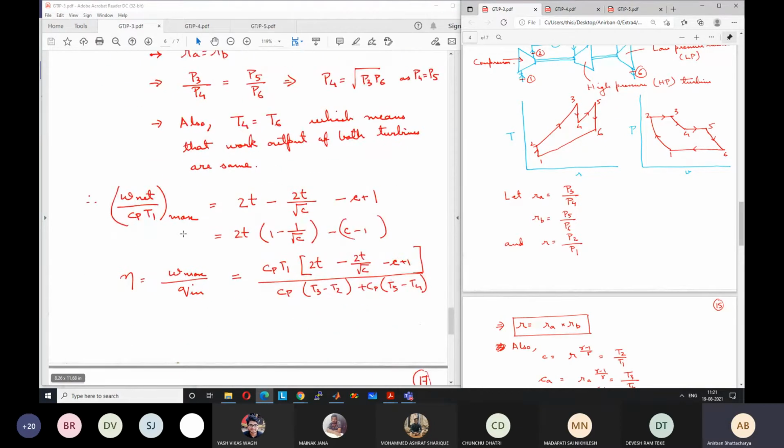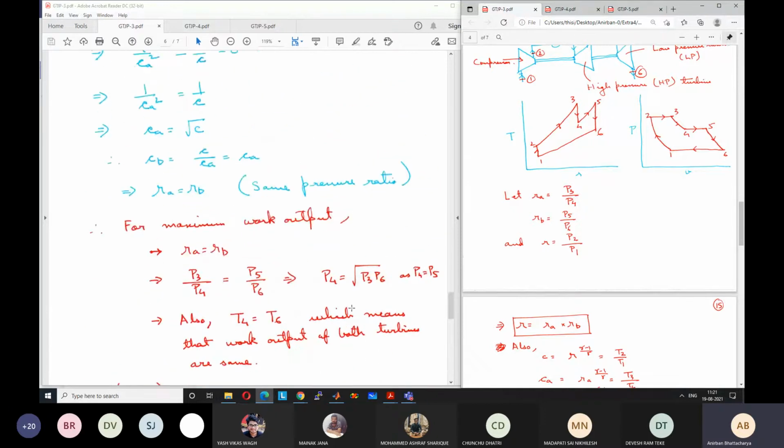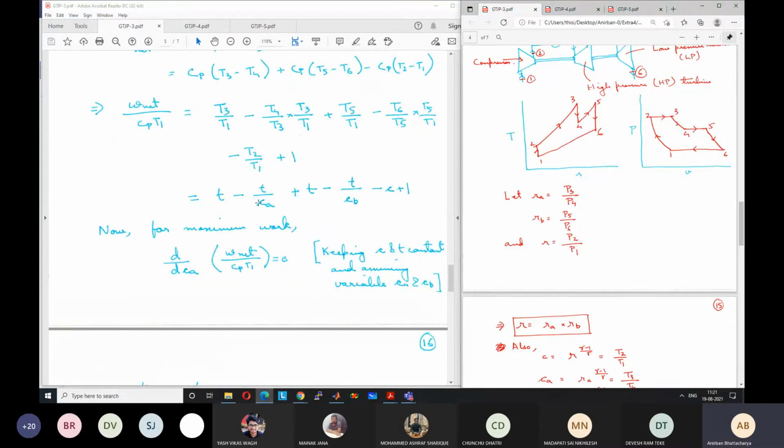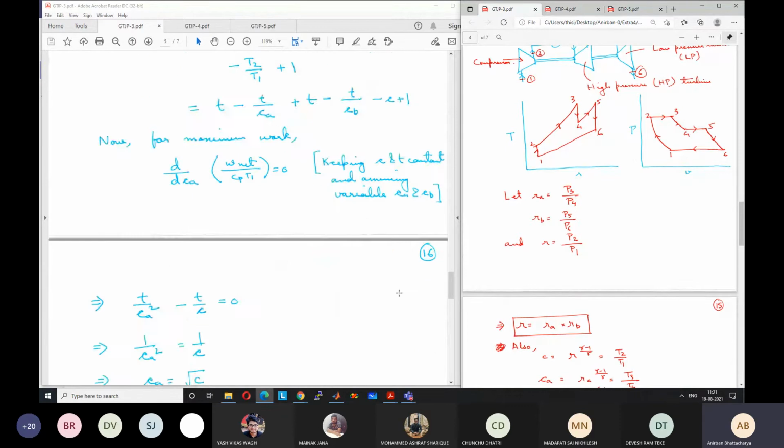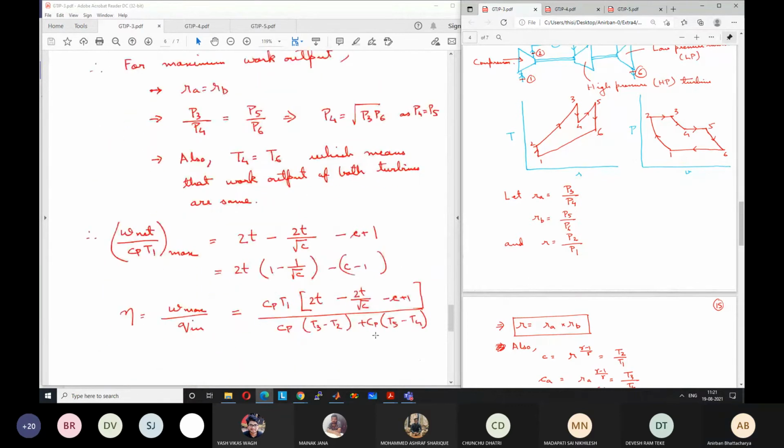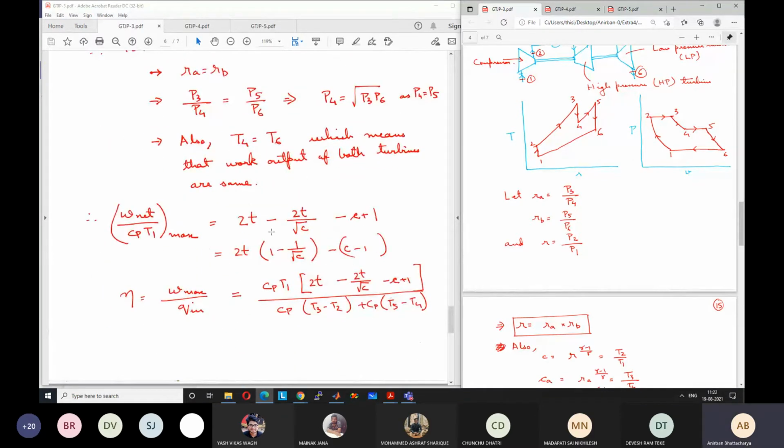In this condition, we can write the maximum work output: W net by Cp T1 is equal to, if you just go to this expression, 2T minus, so this term and this term will become similar, minus 2T by root C minus C plus 1. So 2T minus 2T by root C minus C plus 1. You can do some rearrangement if you want, but it does not simplify much. So I can take 2T out and it will become 2T (1 minus 1 by root C) minus C minus 1.